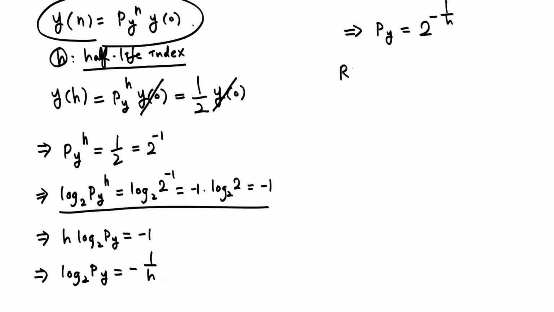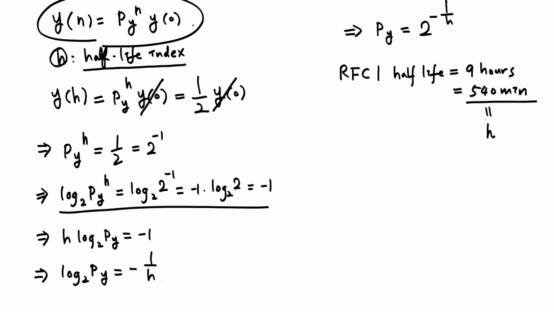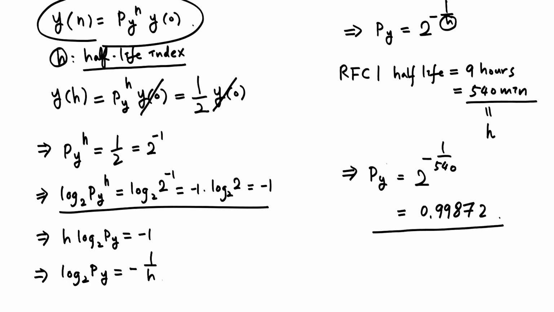Previously, we mentioned that RFC1 protein half-life is 9 hours or 540 minutes because our time interval is 1 minute. This value is h. Our Py is equal to 2 to the power of -1 over 540, which is 0.99872. So this is how we can come up with this degradation parameter value given the half-life of protein.